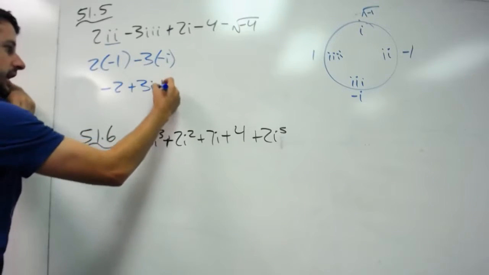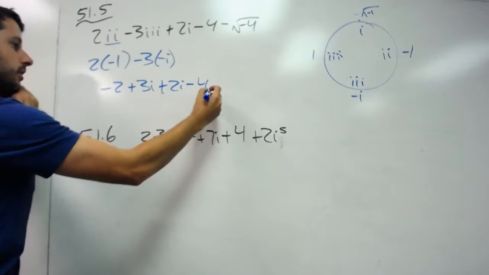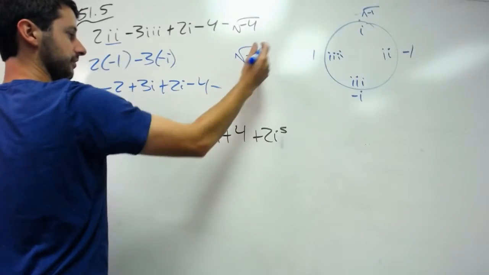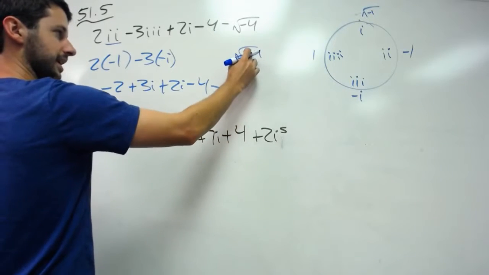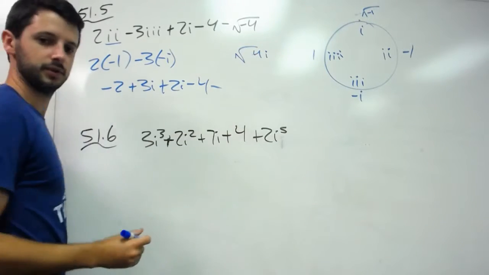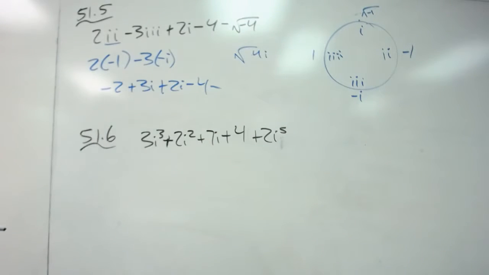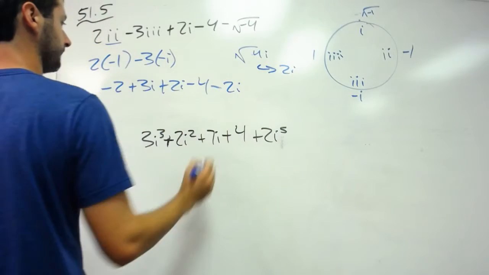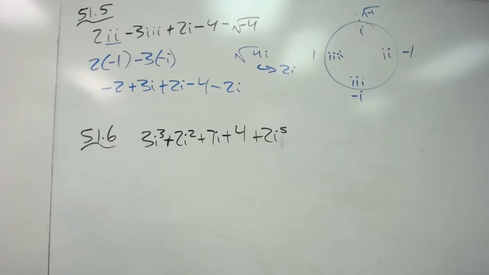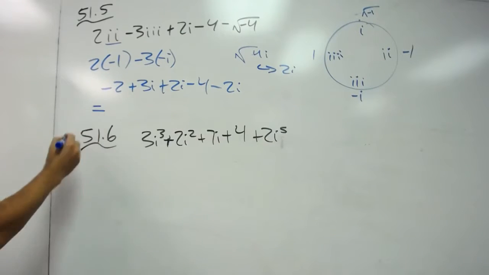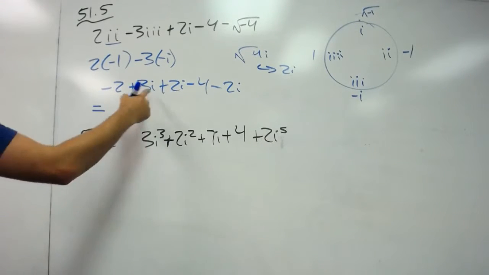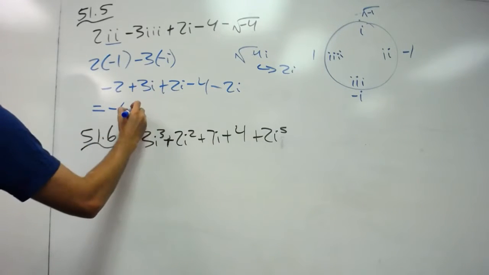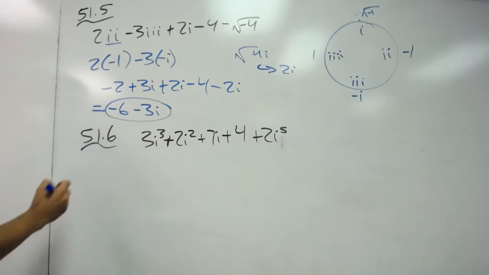Then we have plus 2i, can't do anything there. Minus 4. Then it says minus square root of negative 4. Let's look at that individually. Well, take the negative out to make it an i. And then the square root of 4 is 2. So that becomes 2i. And then we are able to add it. Negative 2 minus 4 is negative 6. 3i plus 2i is 5i, minus 2i, 3i. There would be your answer.